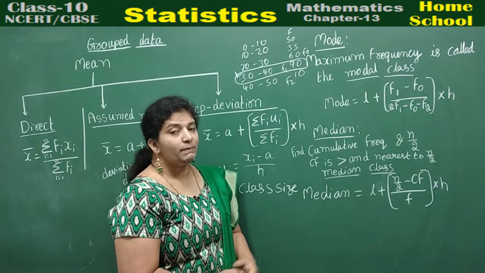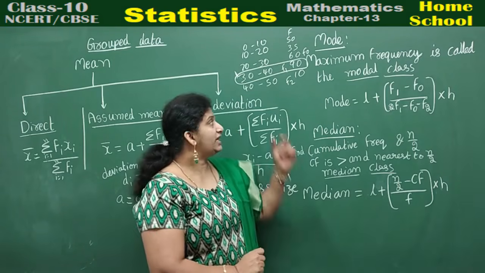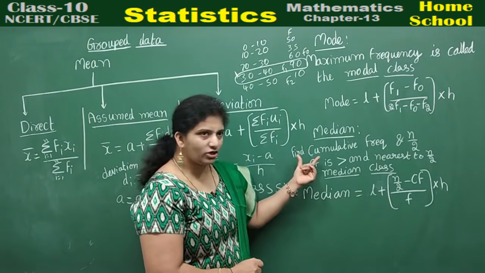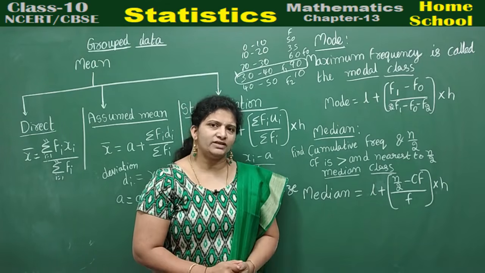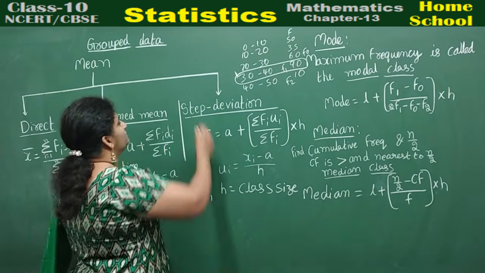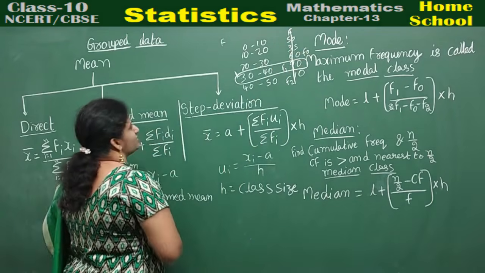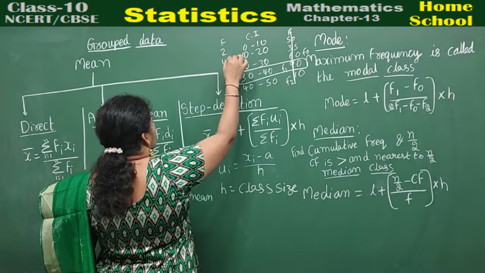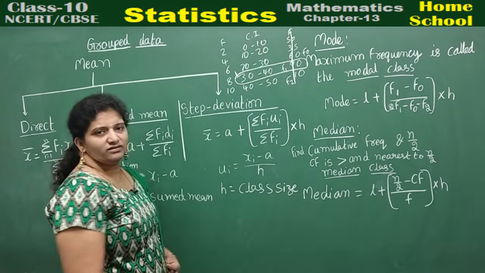Coming to median. For median also, we should get the median class. First, we need to select the median class. How can we select the median class? You can have a shortcut here. Find the cumulative frequency. What is cumulative frequency? Adding the frequencies cumulatively. Suppose, forgetting about this frequency, you take the class interval with frequencies 2, 4, 6, and here 8, and this is 10.